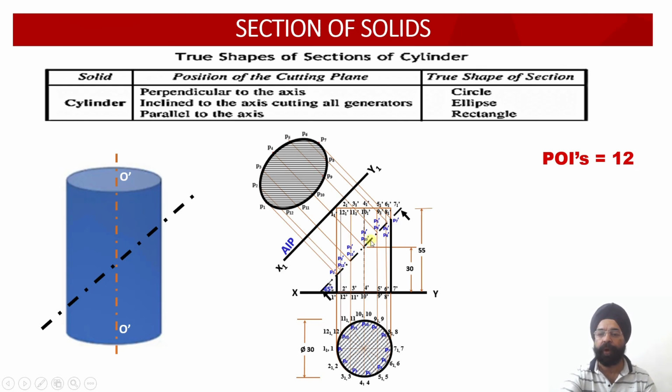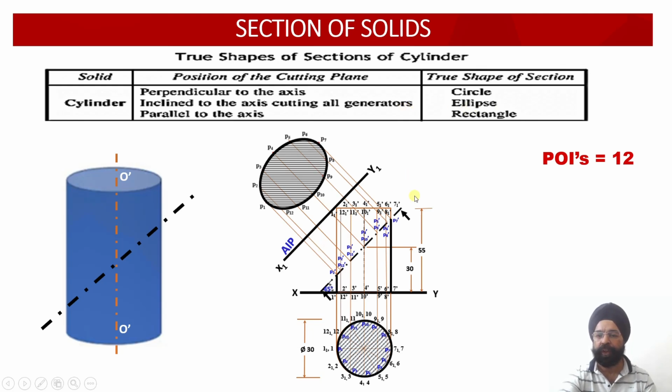If we have to obtain the true shape of this cut surface, then we need to draw another auxiliary inclined plane parallel to this cut surface or the cutting plane, and the projections obtained on this AIP, the auxiliary plane projections, are going to describe the actual shape of the cut section. Even if the angle of inclination is changing, the shape of the ellipse will be changing. So when the cylinder is cut by a cutting plane inclined to its base or the horizontal plane, and it cuts all the generators, then the true shape will be an ellipse.